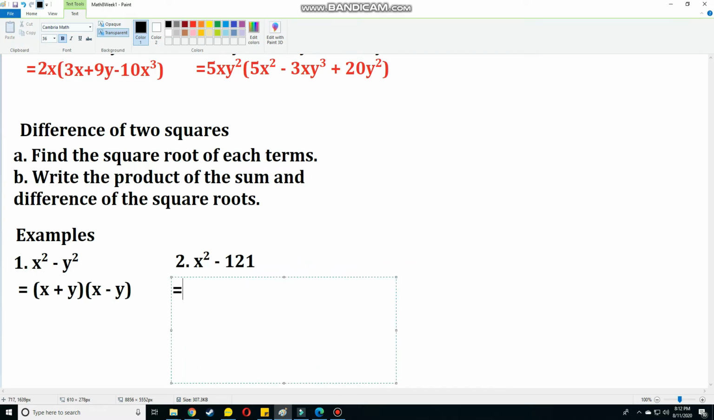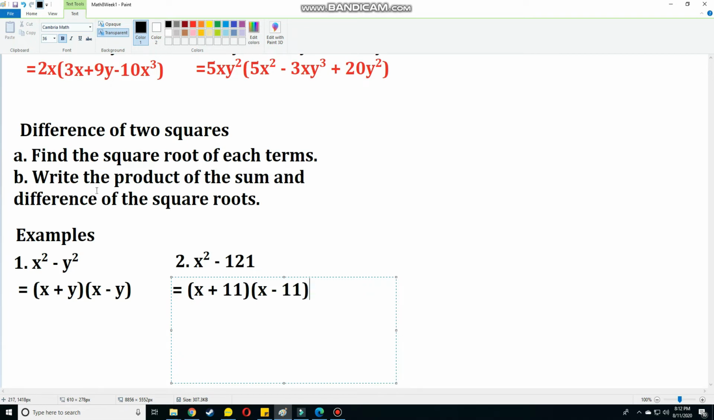Now, let's find the square root of each term. What is the square root of x squared? That's x. What's the square root of 121? That is 11. 11 times 11 is 121. So our factored form would be x, let's have the sum first, 11, and then the quantity of x and the difference, and then 11.